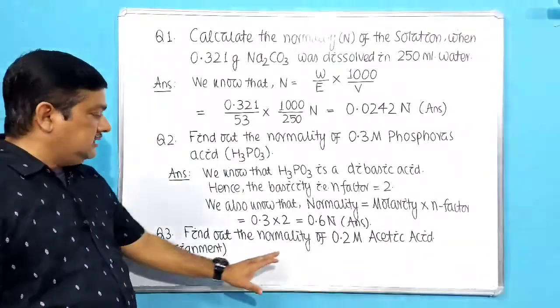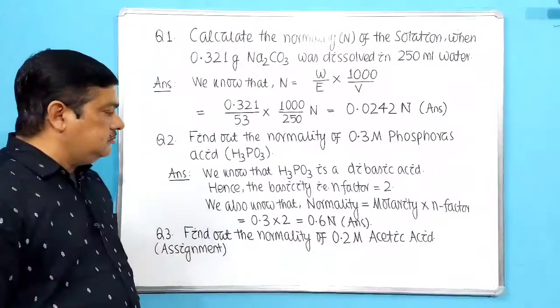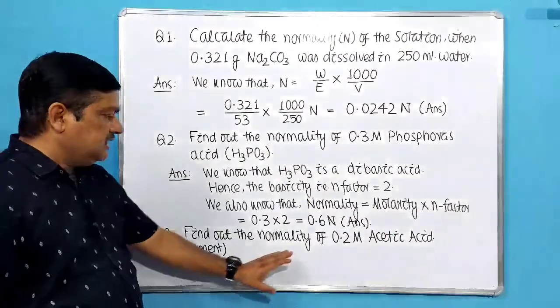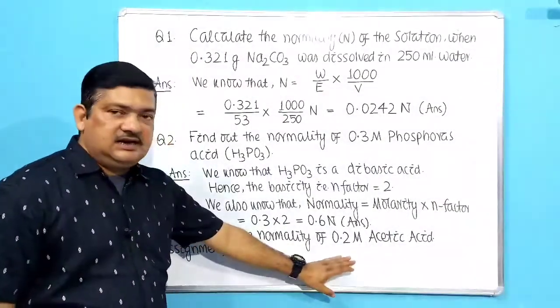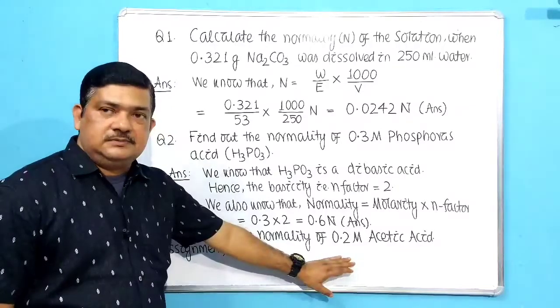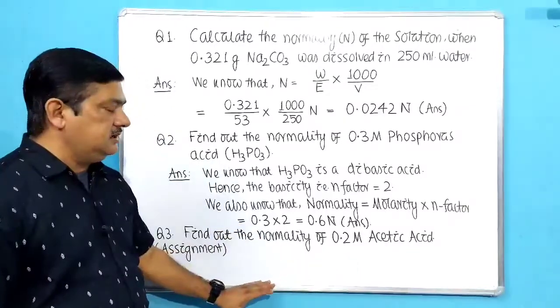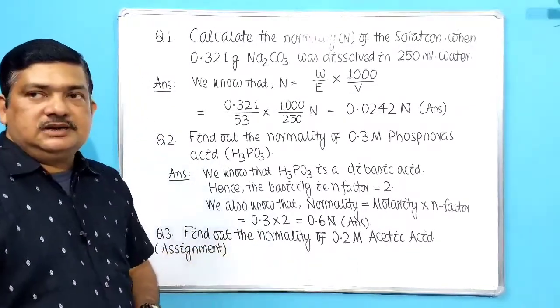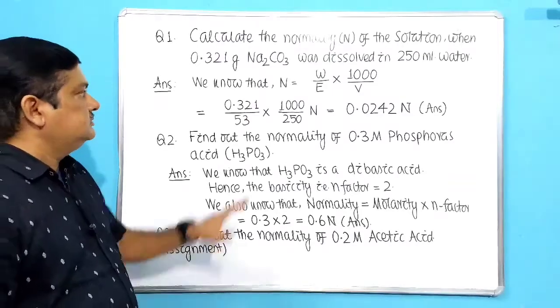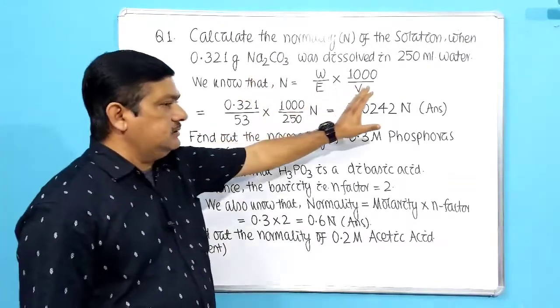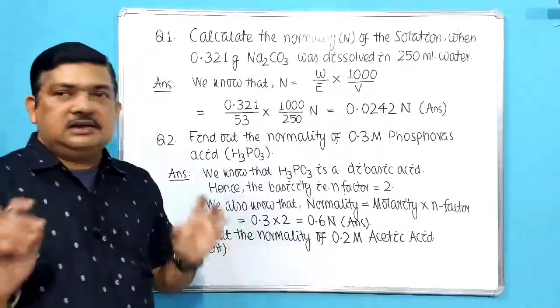Then I have given you an assignment. Find out the normality of 0.2 molar acetic acid. So I have given you acetic acid and its molar concentration I have given to you. You have to find out the normality. So similar numericals you can easily solve because you know how to solve it. Here I have given you the formula.